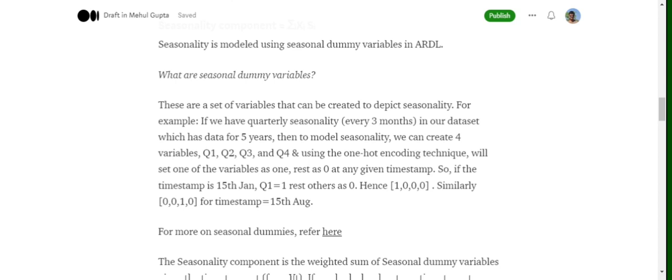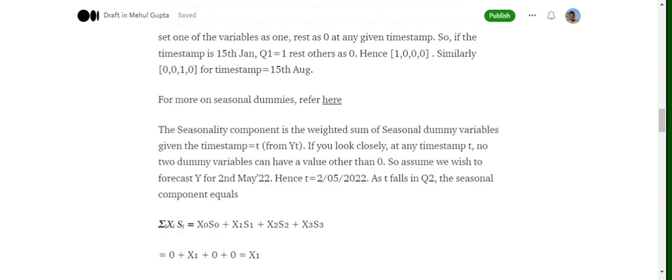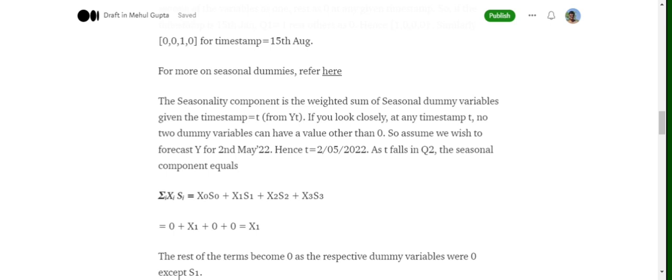So it's more like forming multiple variables depending upon the seasonality present, so that at least just one of the values would be 1 and the rest of the values would be 0. Now, coming back to the seasonality component in our ARDL equation. The summation of xi goes something like this: x0 s0 plus x1 s1 plus x2 s2 plus x3 s3. Now, as I told you, at any given timestamp, only one of the values out of these dummy variables, that is represented by si, would be 1 and the rest of them would be 0.